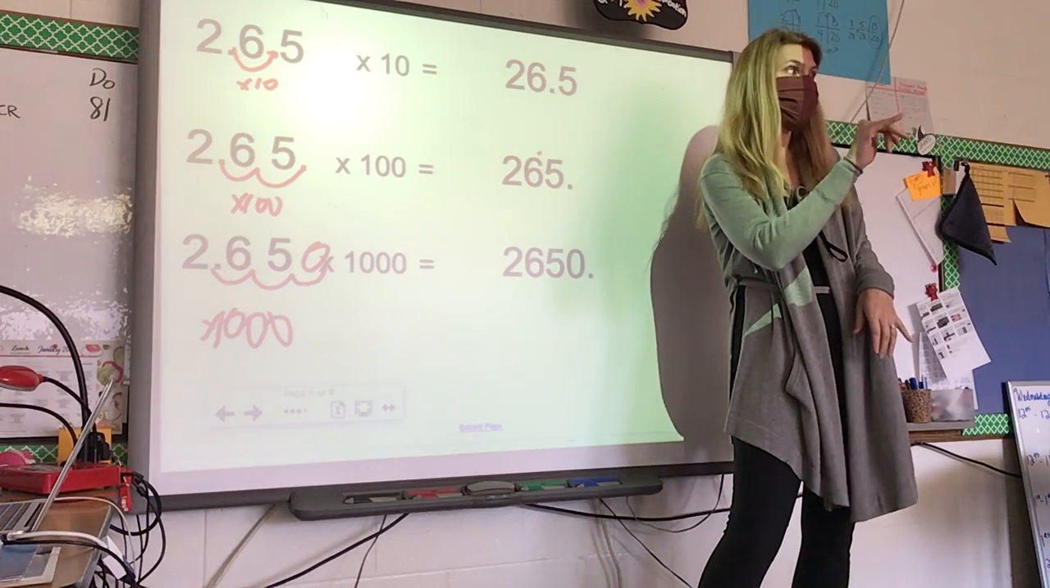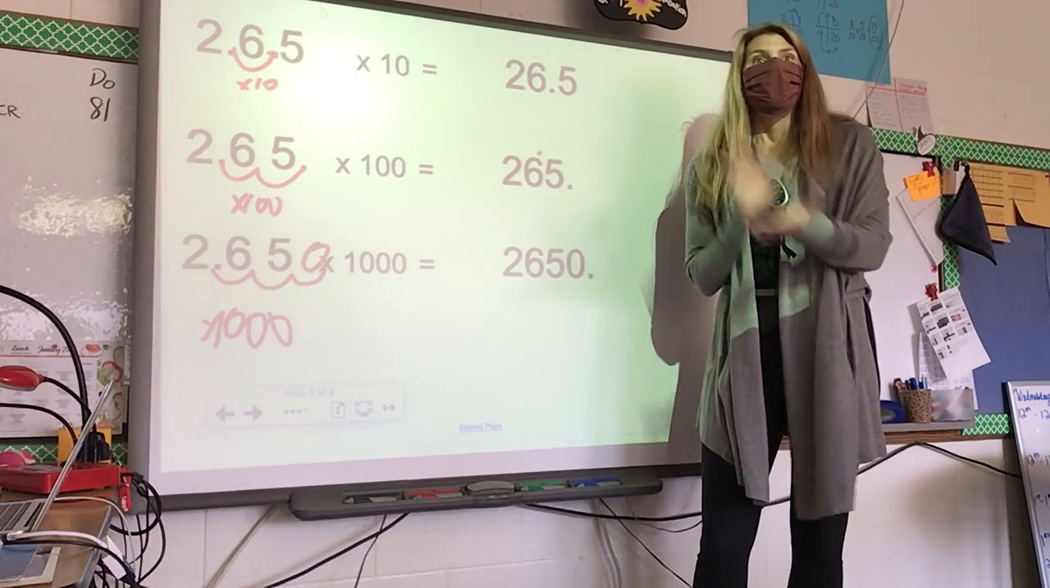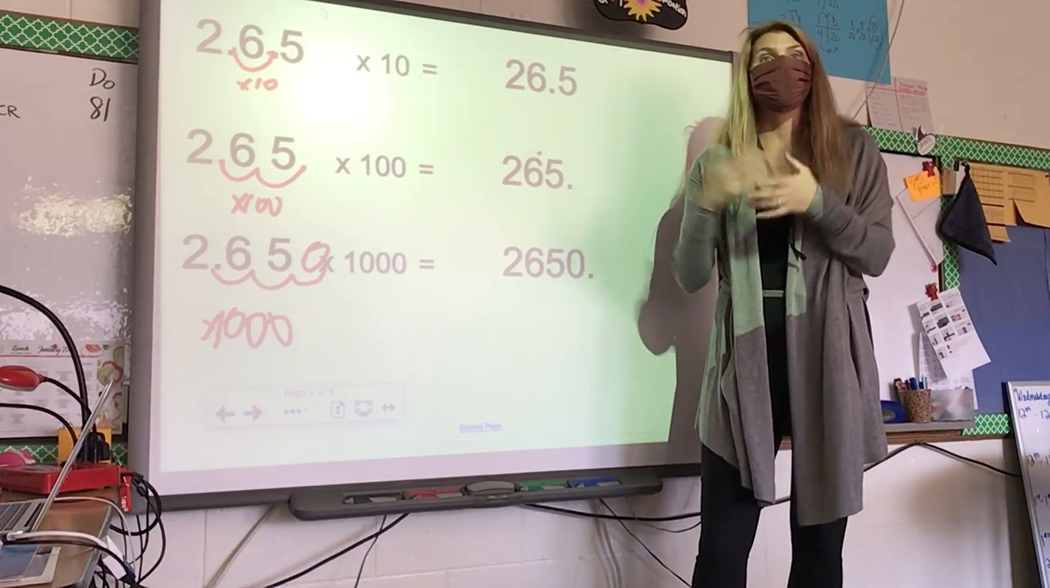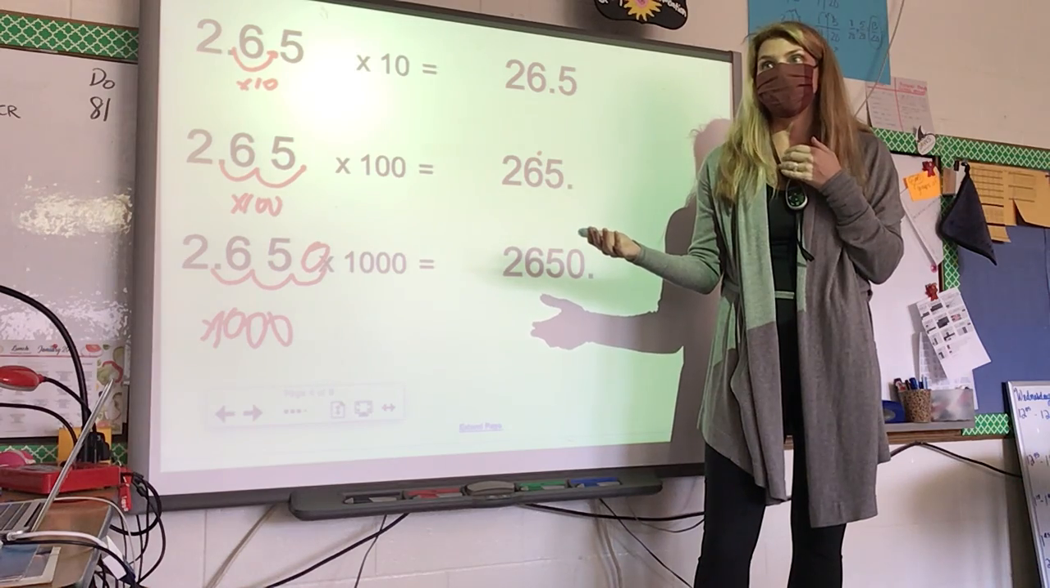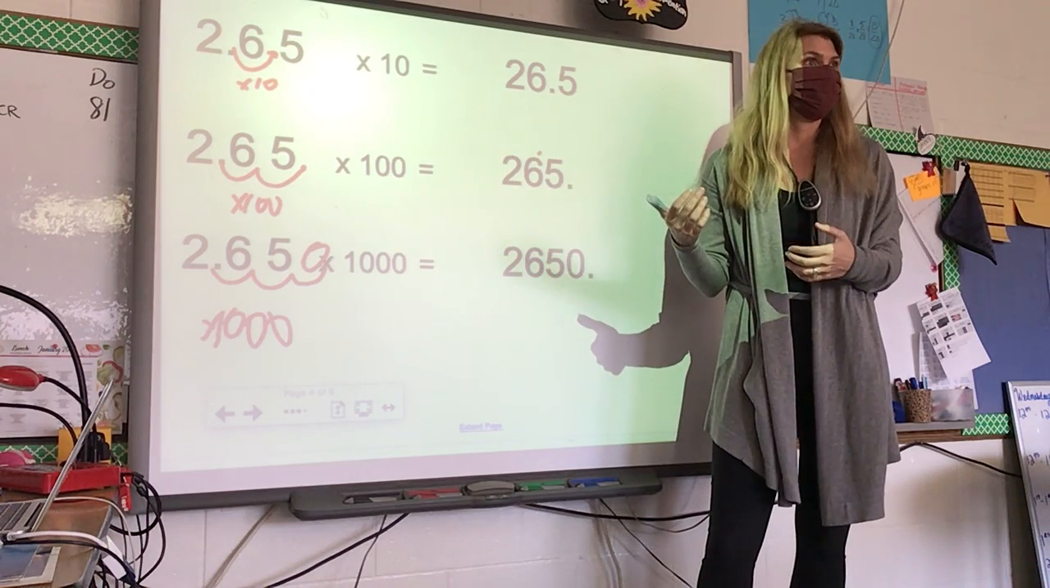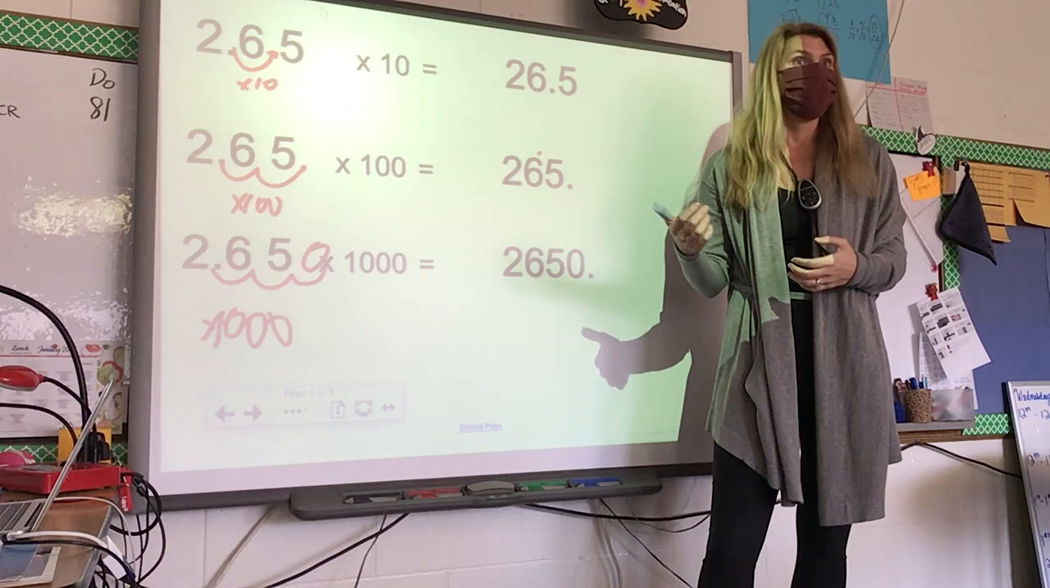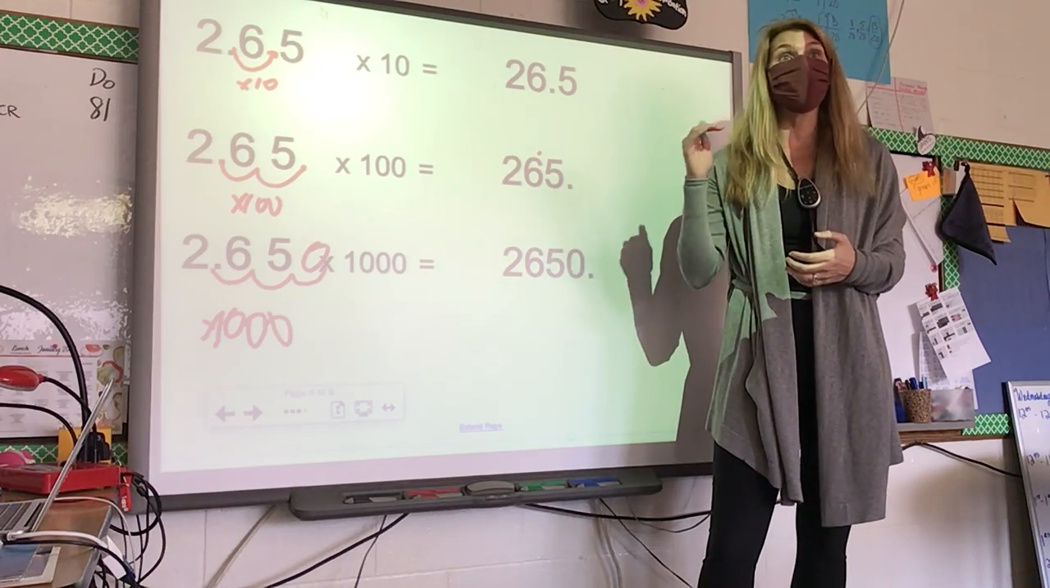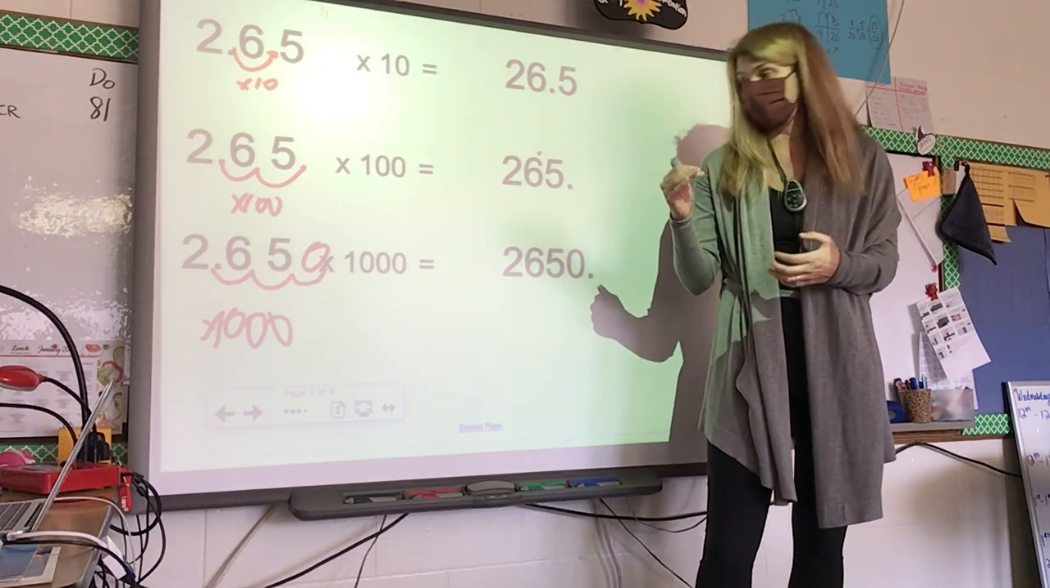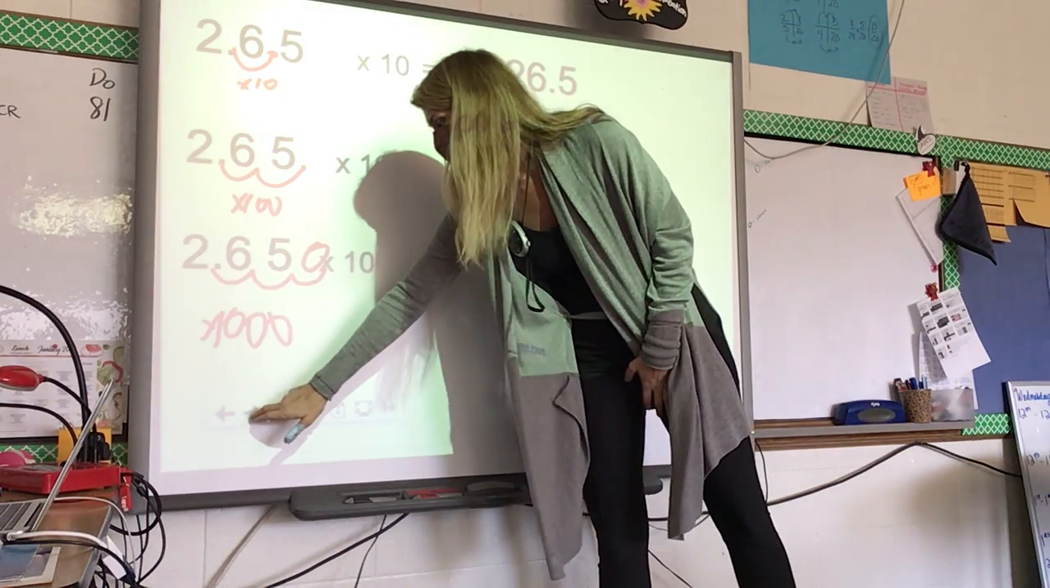Now, it's like a game show. Okay. Now we're going to divide. So what's going to happen to our numbers if we divide by 10? Is it going to get bigger or smaller? It's going to get smaller. We see some super weird decimals right now. Okay? Some super weird decimals. So here we go.